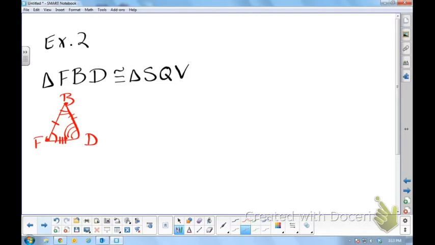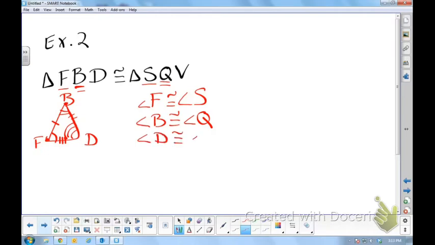So we're going to name all the specific parts of the triangles that are congruent. We're not just going to say the entire triangle is congruent. I want to know, what is angle F congruent to? Well, we know they have to go in the same order to be congruent, so F has to match with S. So angle F would be congruent to angle S. And angle B would be congruent to the next one, so angle B has to be congruent to angle Q. Angle D has to be congruent to angle V.